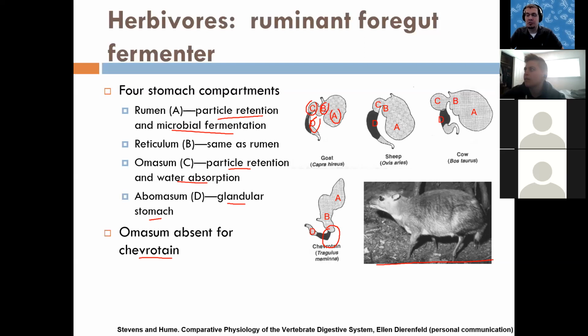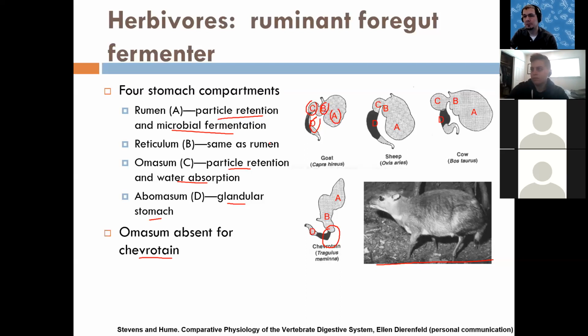So in our own stomach, I'd have to look it up, but I think food is retained in our own stomach for only a few hours. So the rumen and the reticulum, it is designed to retain particles for a long time, and that's simply so that microbes have an opportunity to ferment them. Microbial fermentation is a slow process. It doesn't happen in just a couple of hours. It takes an extended period, and so the rumen and reticulum are designed to retain the particles and to ferment them.